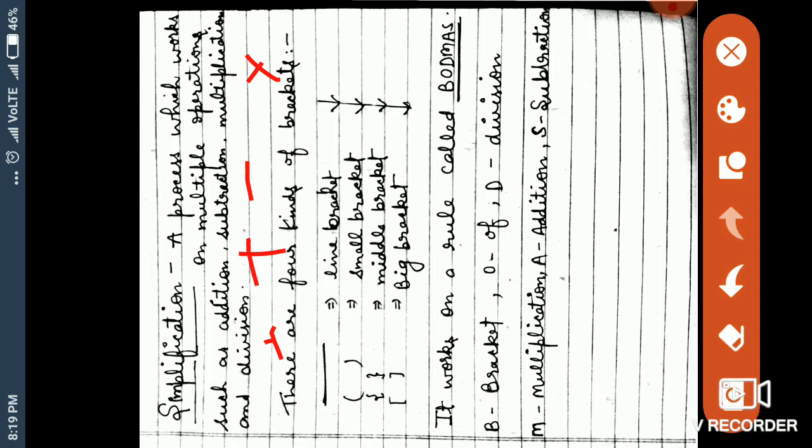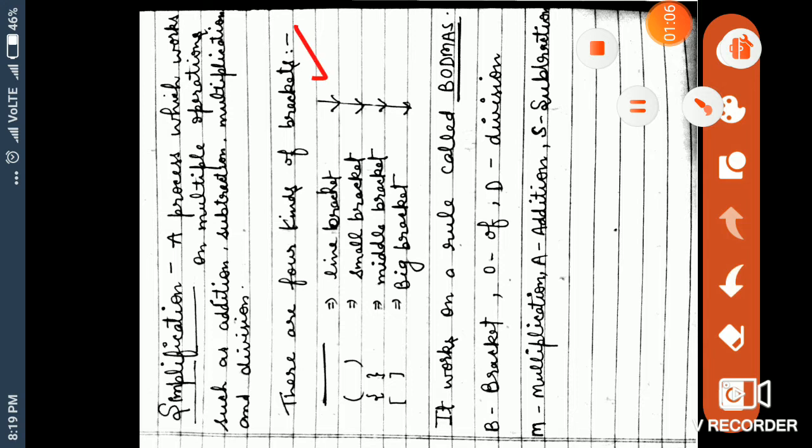And in this process there are four kinds of brackets. The first one is the line bracket, and it is the very small one. Firstly we will solve it, then the next one is the small bracket, next we will solve it, and the third one is the middle bracket, and after that we will solve it, and lastly we will solve the big bracket.